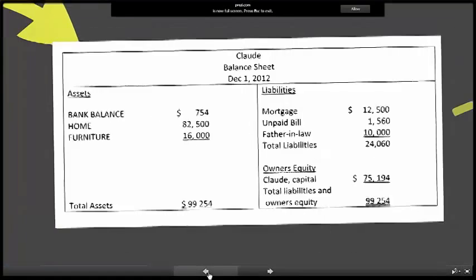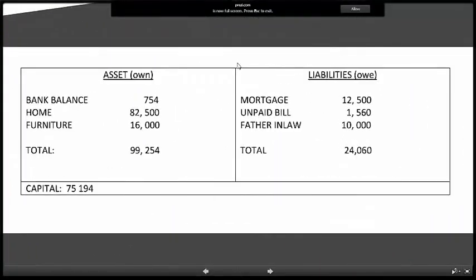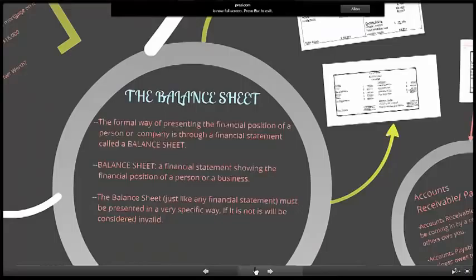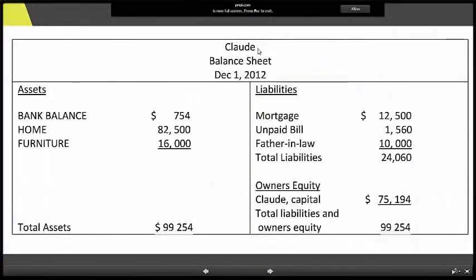So if I were to go back to our chart that we did for Claude, there is no title up here, and you'll notice the capital is down here in the corner. But now when we formally present this, we have given our balance sheet a title, and we've given capital a section right off to the side.